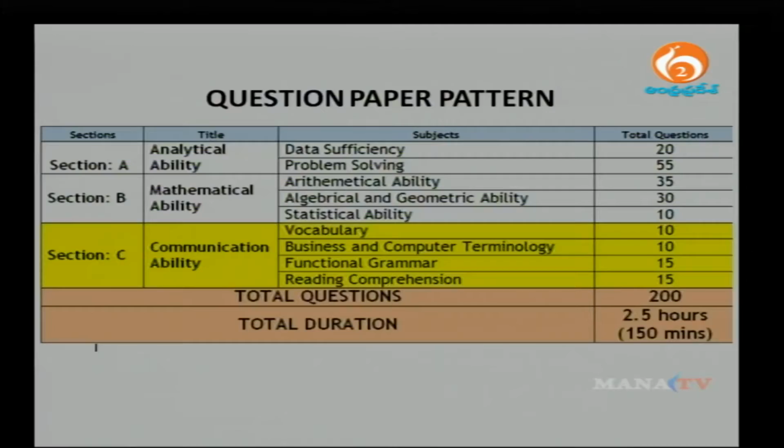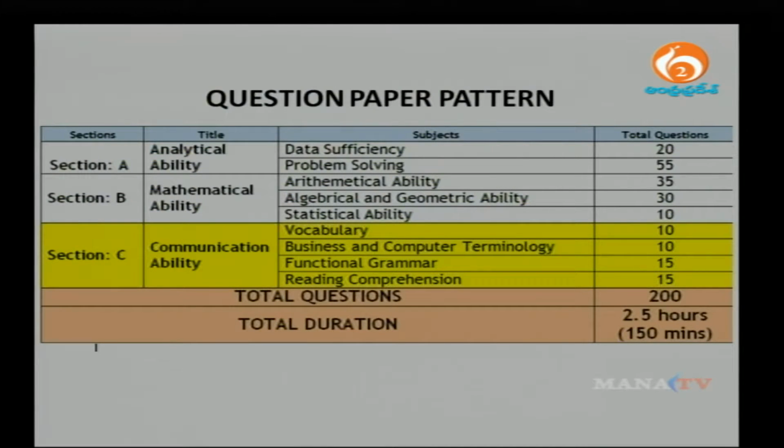Each passage will have 5 questions each. That's why you have 15 questions in total in passage comprehension. Today I am going to tell you how to be perfect with your passage comprehension. If you look at the topics again for communication ability: vocabulary, business and computer terminology, functional grammar and reading comprehension.